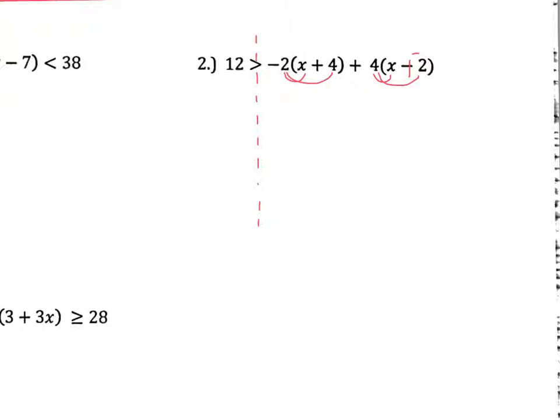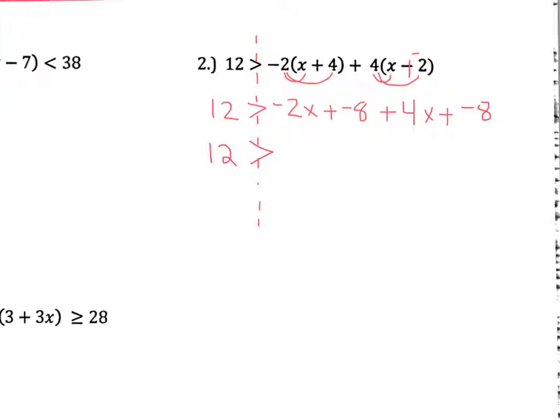And here we go. Negative 12 is greater than, now when I distribute, negative 2 times x, that gives me negative 2x plus negative 2 times 4, negative 8, plus 4 times x, 4x, plus 4 times negative 2, negative 8. Okay, on the left-hand side, there's really not much, just a 12. So let's write our 12. Let's write our inequality symbol.